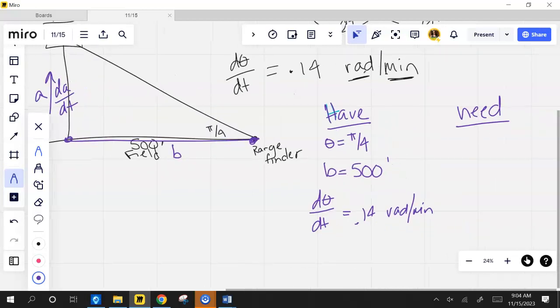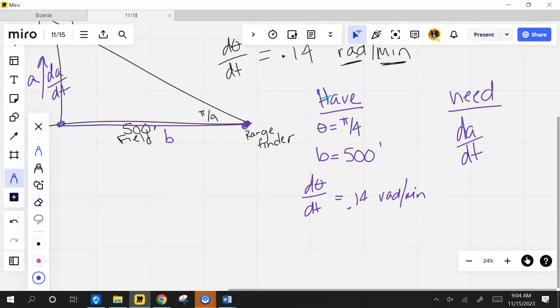So what do I need? I need dA/dt right at that moment. Is everybody okay? All right. Remember how we talked about when we were doing the optimization, I've got to relate everything together so that I can get just one variable so I can take a derivative. This is kind of the same thought process.